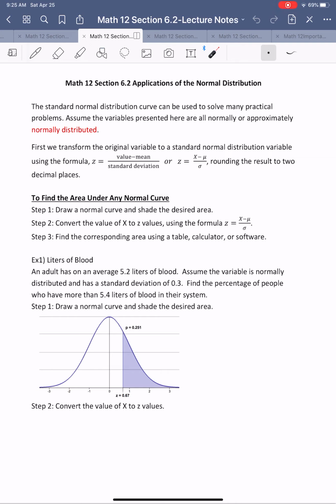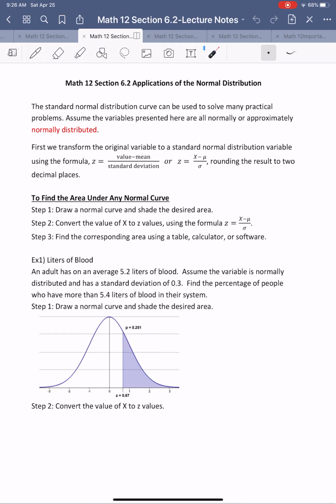Liters of blood. An adult has on average 5.2 liters of blood, and assume the variable is normally distributed and has a standard deviation of 0.3. Find the percentage of people who have more than 5.4 liters of blood in their system. So number one, draw the normal curve and then shade the desired area. So this is a normal curve.